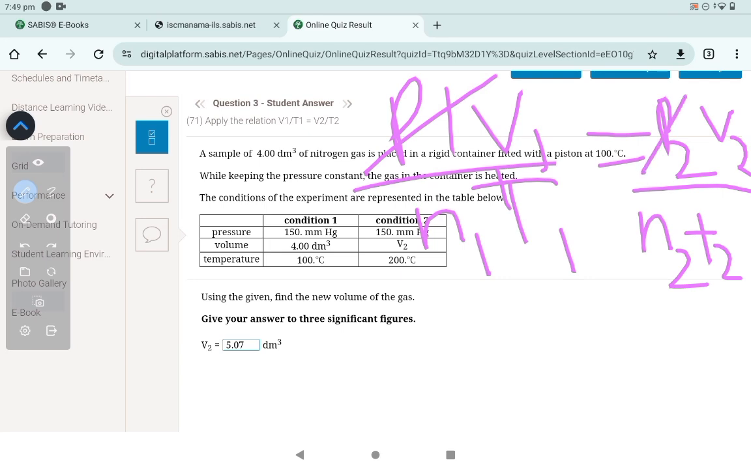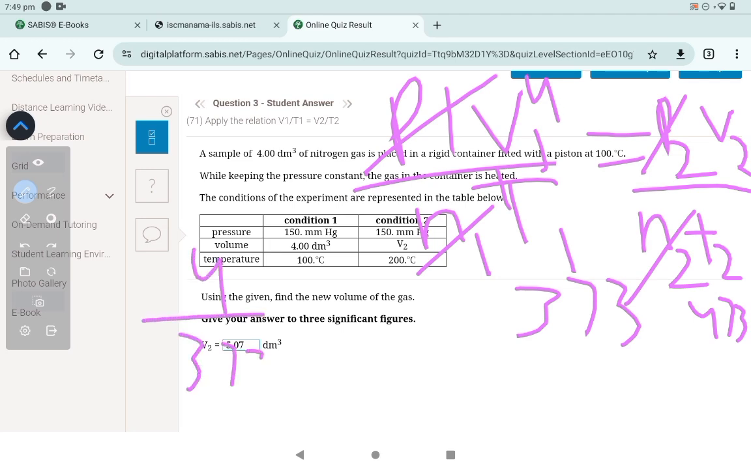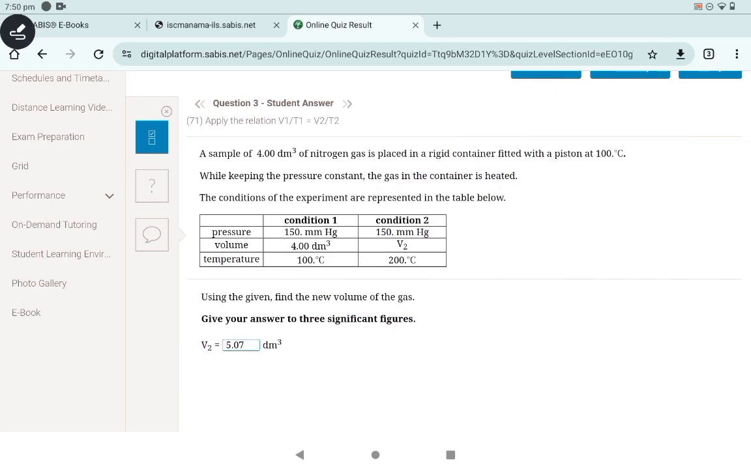Temperature 100, it's Celsius so for Kelvin it's going to be 373. And here it's going to be 473. And N1 and N2 are crossed out. We have V1 is 4, we don't know V2, so 4 over 373 is equal to V2 over 473. Again, cross multiply here, so 4 times 473 divided by 373, we get 5.072, to the nearest 3 significant figures, so that's 5.07.